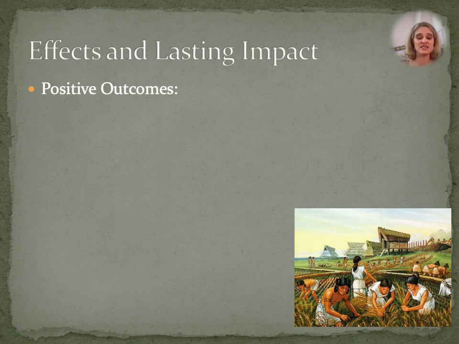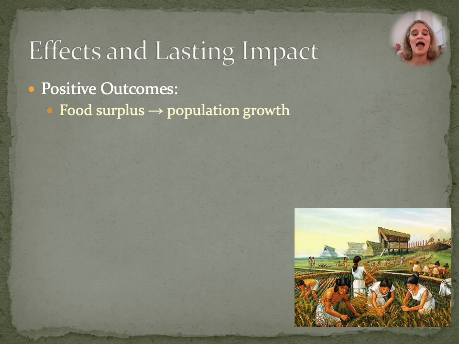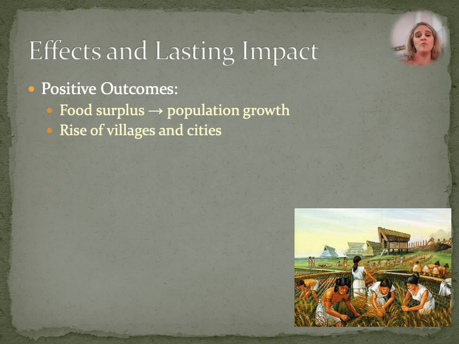So, in terms of the positive outcomes, first of all, as there is a surplus of food, as we are growing and producing more food, it means that the population can grow. The more food there is, the more people it can feed, so the more people are born. And so we see human society starting to expand and grow as a result. We also get a rise of permanent settlements, villages, and cities, the foundations of what is going to become world civilization, right?